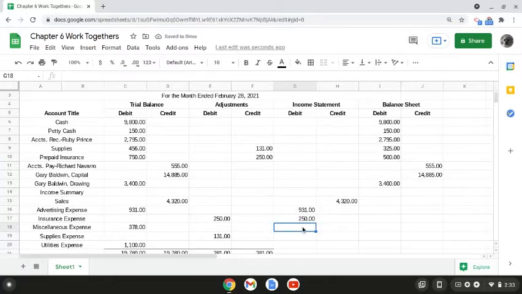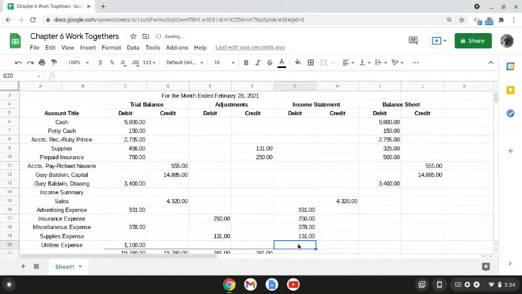For miscellaneous expense, this account was listed in the trial balance debit column as an amount of $378. So we're going to bring that number over to the income statement debit column. For supplies expense, this amount was listed in the adjustment debit column of $131. So since there was no other number in the trial balance credit column, we can just bring this number over to the income statement debit column.